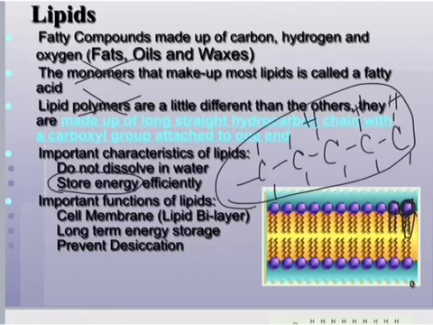Lipids are what make up all your cell membranes, and they prevent desiccation, which is just a fancy word for drying out. And that makes sense because since they can create a water-type barrier, they can keep water from evaporating and prevent things from getting dried out.